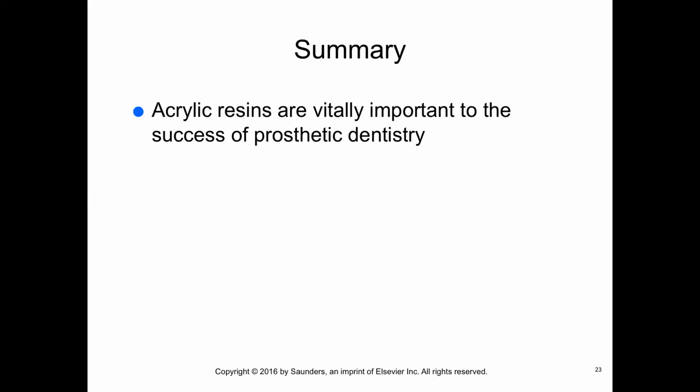Acrylic resins are versatile materials that can be used to replace missing oral structures. The ability of these resins to chemically bond to one another is important when plastic teeth are linked to the denture base or when they're relined or repaired. When properly handled, they're strong and durable.